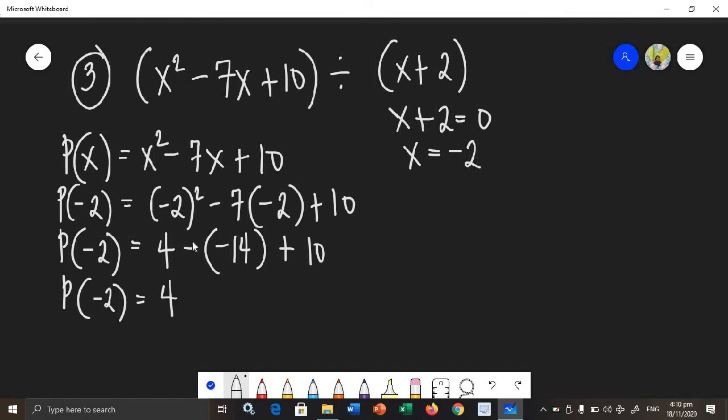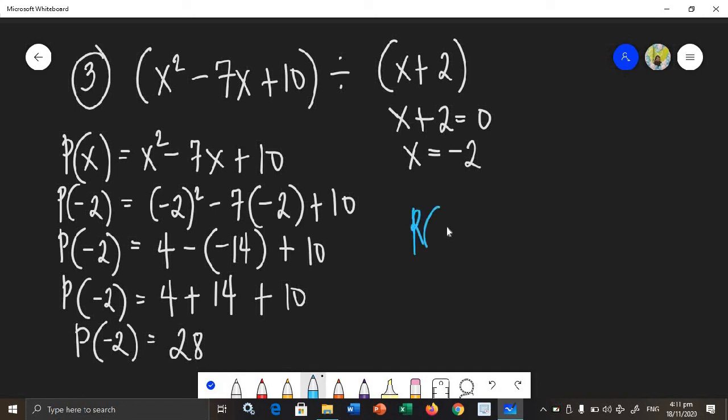So p quantity negative 2 is equal to 4. So we need to multiply the sign. So negative times negative 14, the answer is positive 14 plus 10. So now continuously compute for the answer here. So we have 4 plus 14, that is 18, plus 10, the answer is 28. Therefore, without computing for the quotient, you now know the remainder of given number 3, which will result to 28. So, ma'am, yan yung remainder, no? Example number 3, without computing for the quotient or anything else.